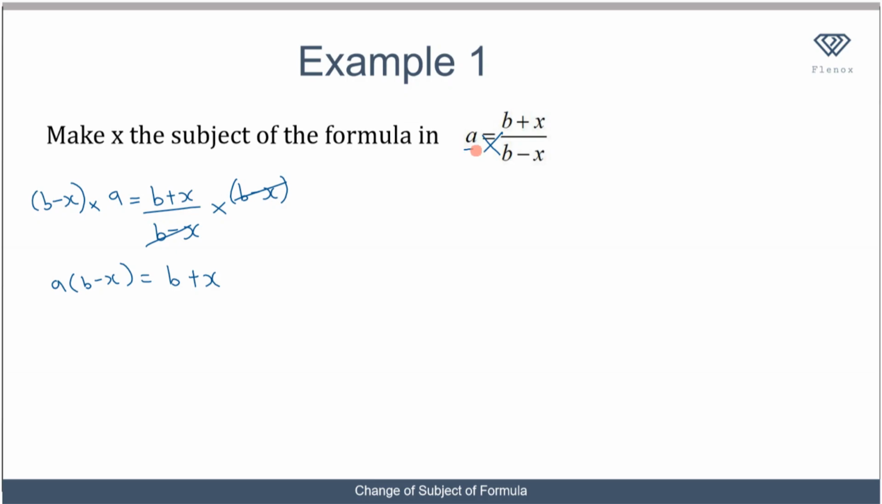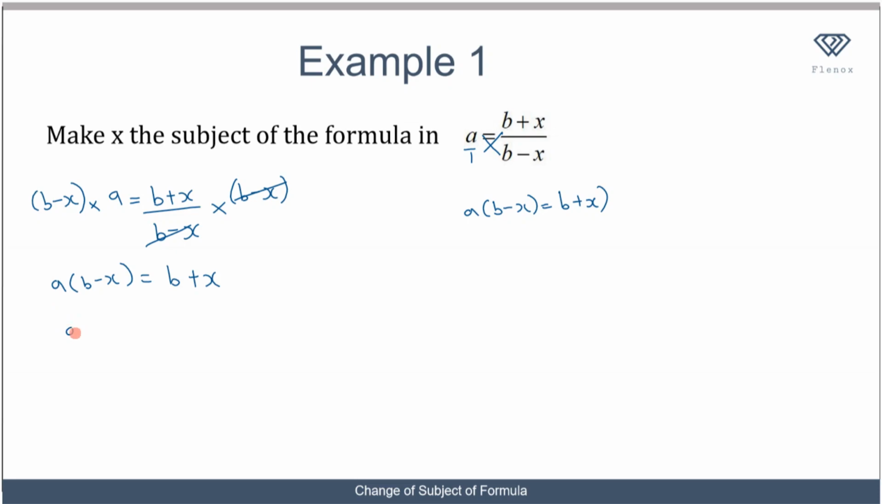So when we cross multiply, we see that we have a into bracket b minus x being equal to what? b plus x. When you are cross multiplying, what you are doing in essence is multiplying the left hand side of the equation by the denominator of the right hand side, and multiplying the right hand side by the denominator of the left hand side, which is what we have done here. So now we can expand this.